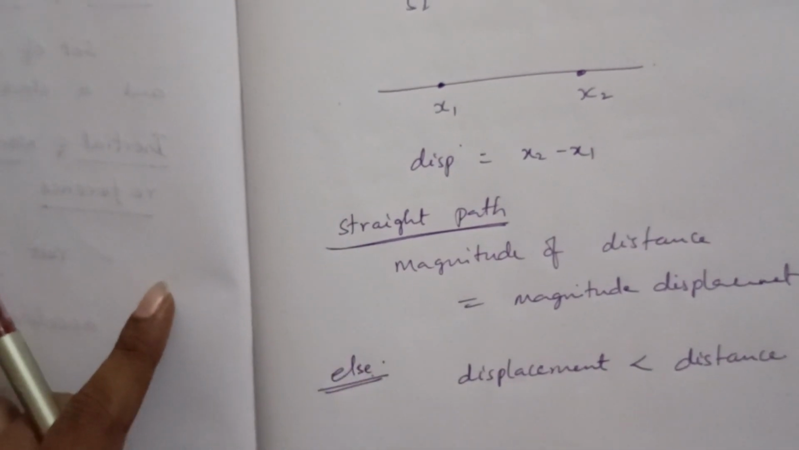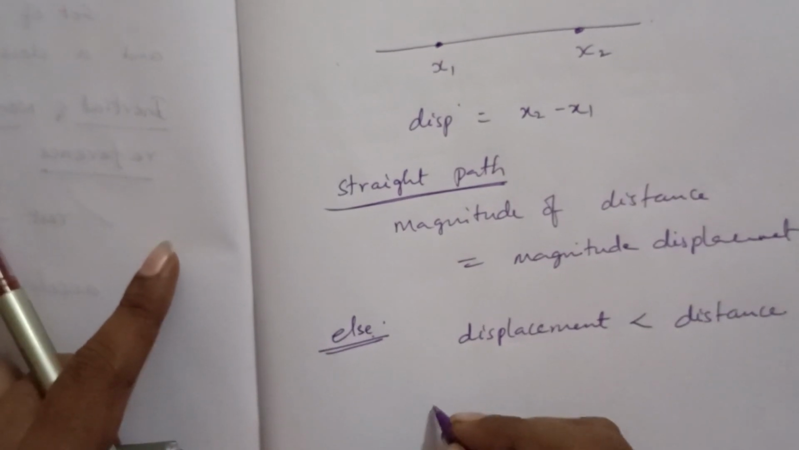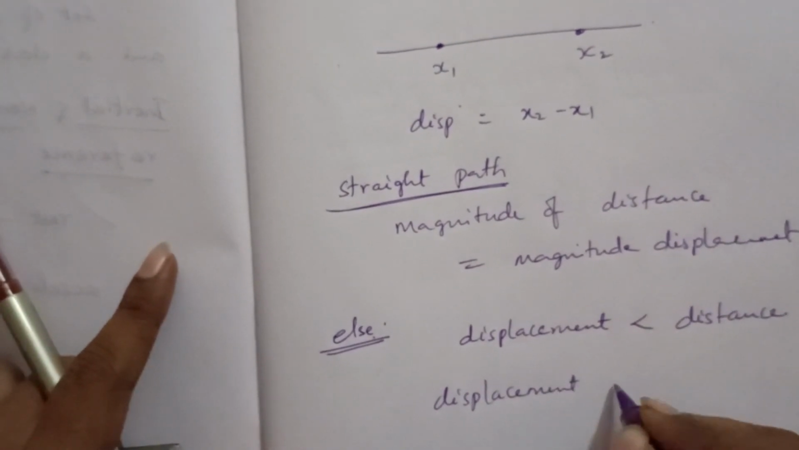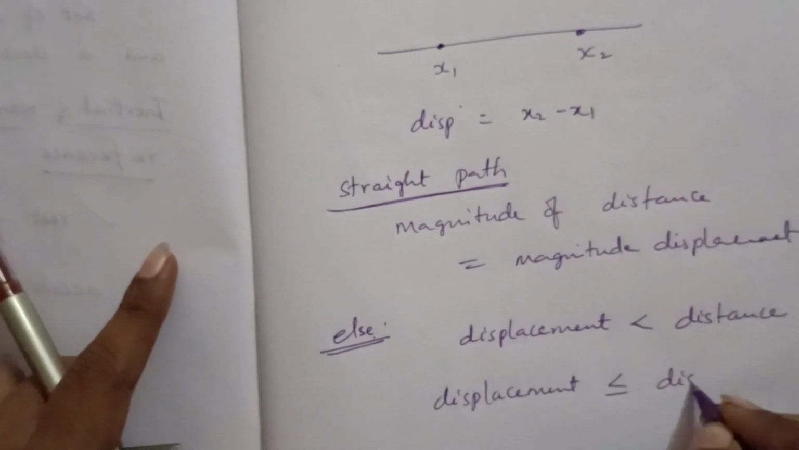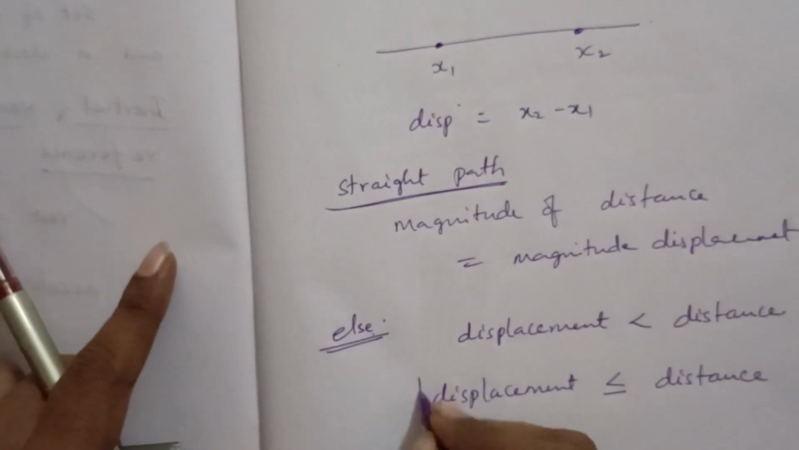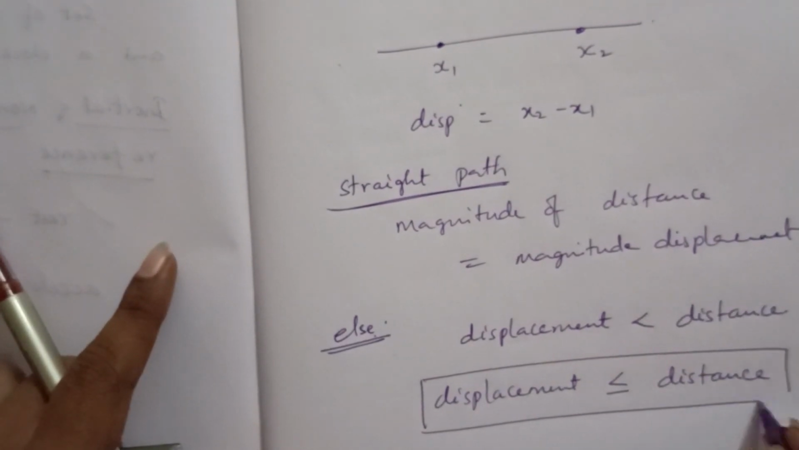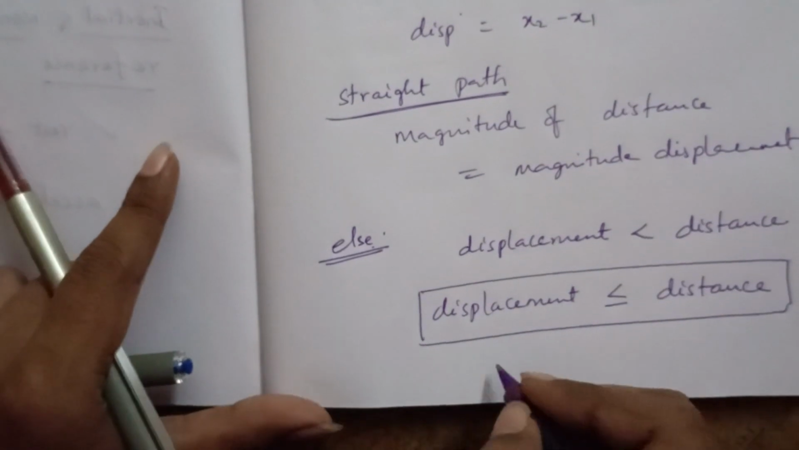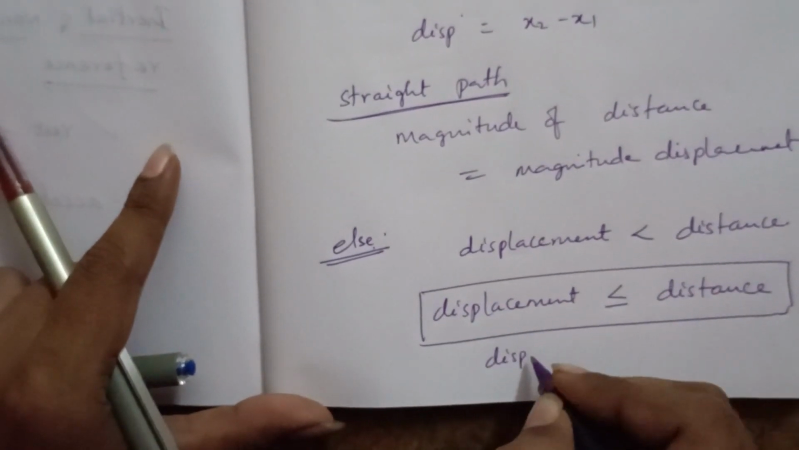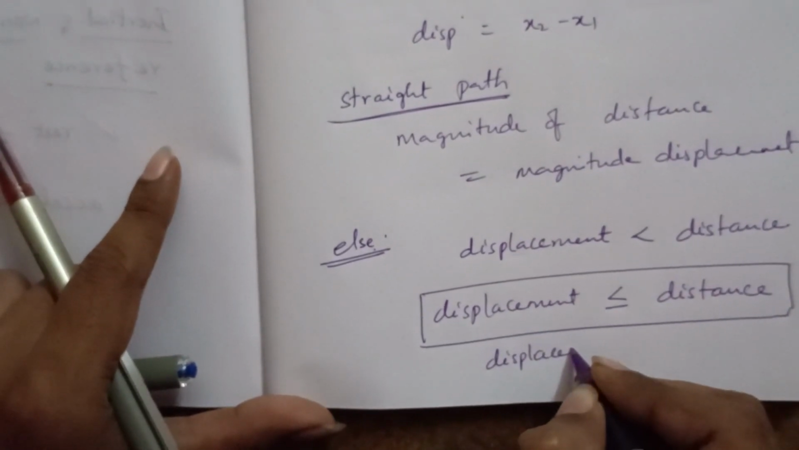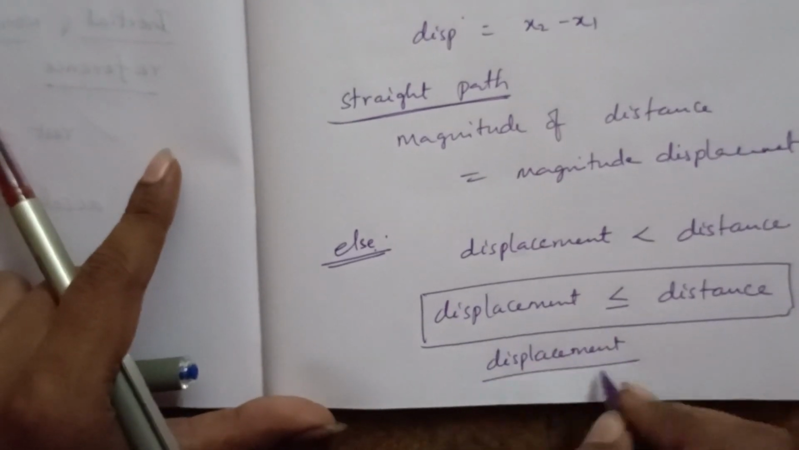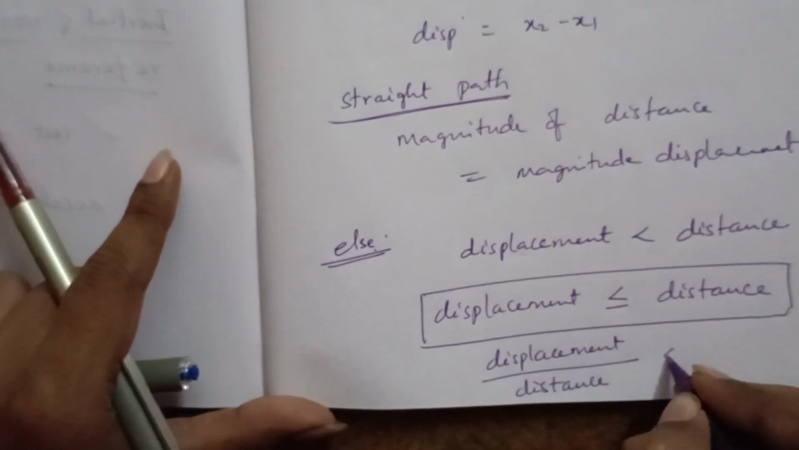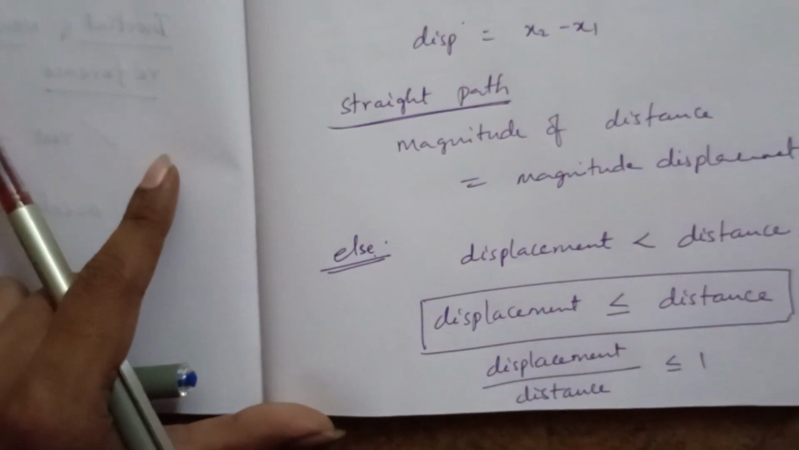So from these two situations we can relate that displacement is less than or equal to distance. Or we can write the ratio of displacement to distance is less than or equal to 1.